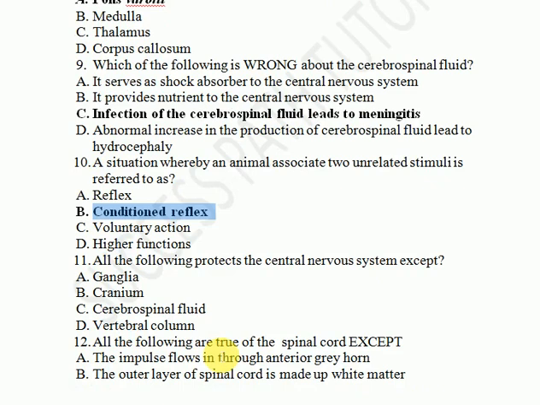All of the following protect the central nervous system except glial cell. Ganglia. I mean to say ganglia. Ganglia is just the cell body of neuron outside the central nervous system.